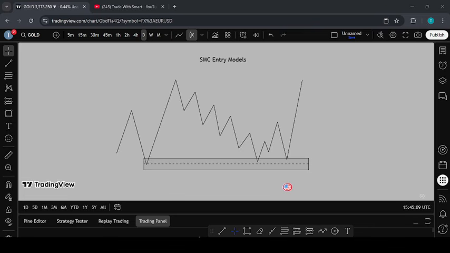Okay, guys. Today we are going to be talking about SMC entry models. Very, very important. There are different models we have in SMC, and as traders, if you are new to trading SMC, you also need to know that there are different kinds of entry setups that are still based on SMC concepts, which is the liquidity and, after the liquidity sweep, continuation. You know what I mean?